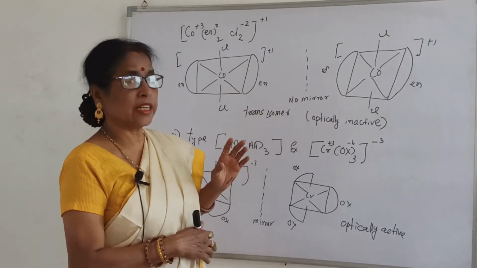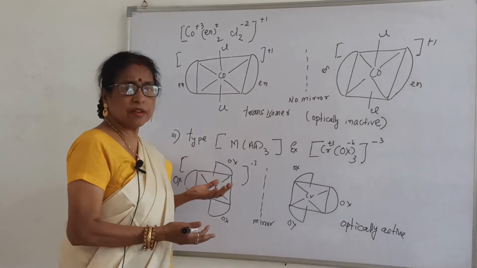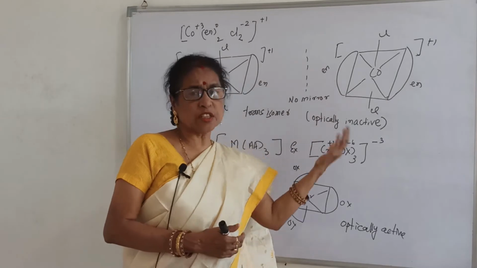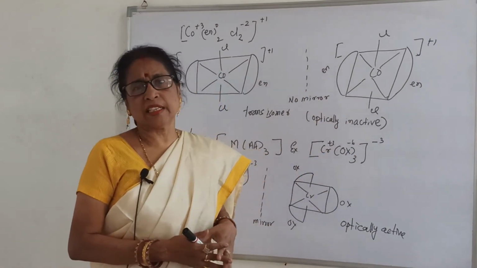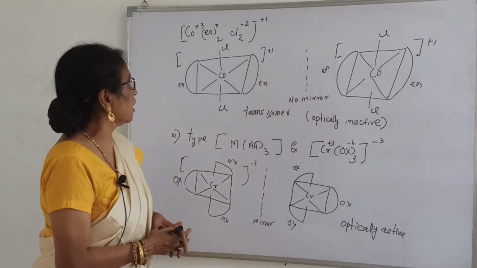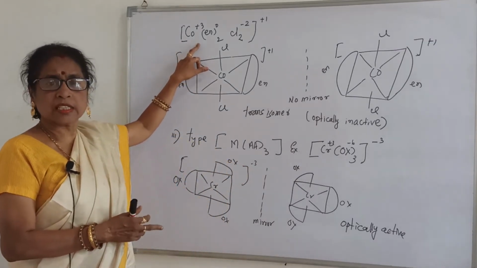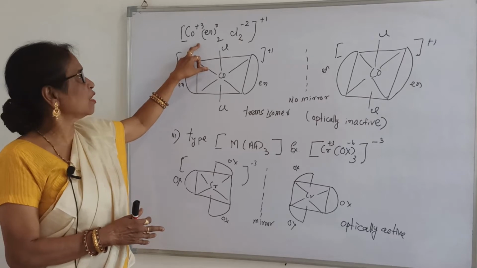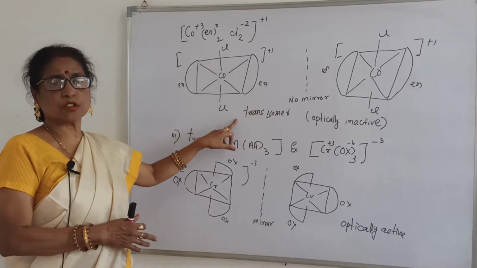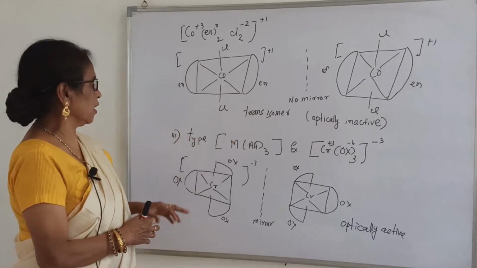It is optically inactive. Why? Because it never forms a mirror image. Now see, if you change it, it remains the same as it is, there is no change, there is no mirror image. This compound shows cis and trans isomers: the cis isomer which is optically active, and the trans isomer which is not optically active.